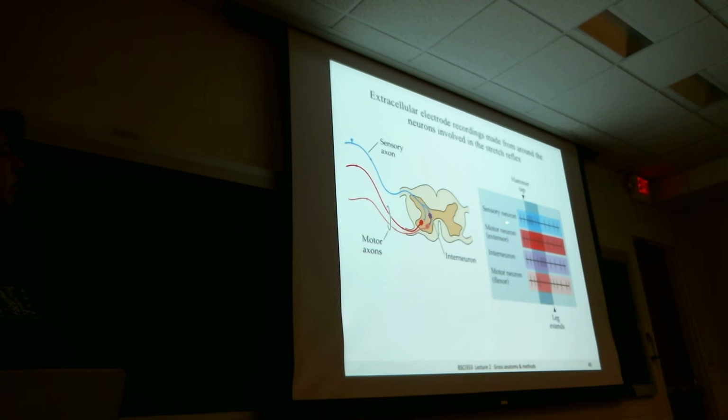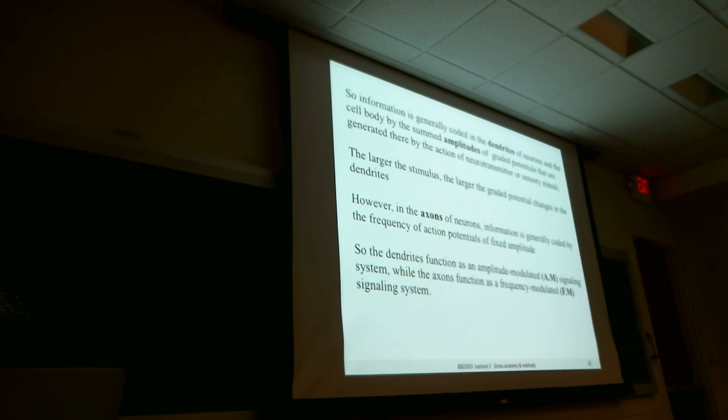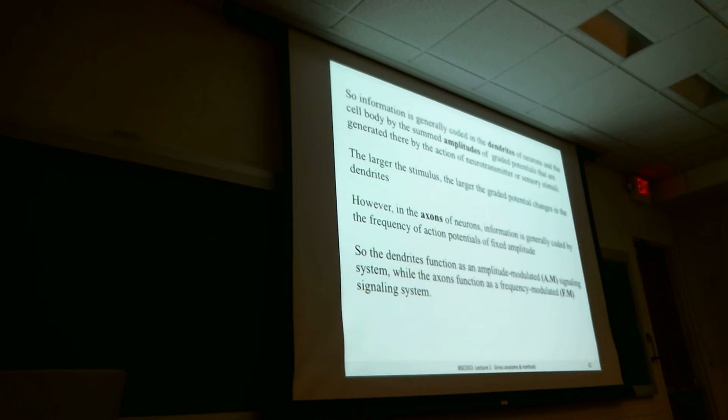So the sensory neuron is causing a graded potential and firing in the motor neuron and interneuron. The interneuron, in turn, is causing a hyperpolarized inhibitory potential in the motor neuron, and so it shuts off. All right, so to summarize, information is encoded in the dendrites and at the cell body by summing up these graded potentials, either through the sensory inputs or through the neurotransmitter. The larger the stimulus, the larger the graded potential.